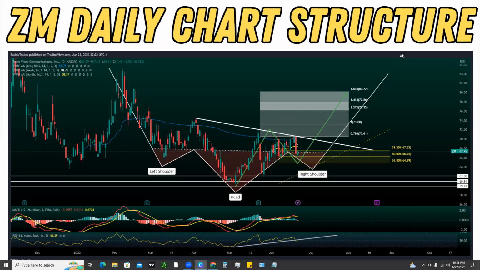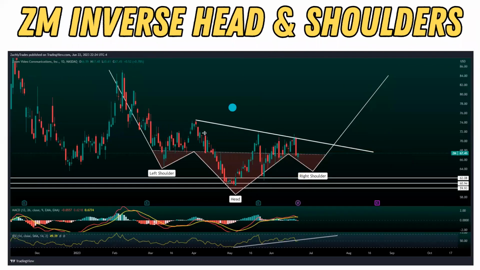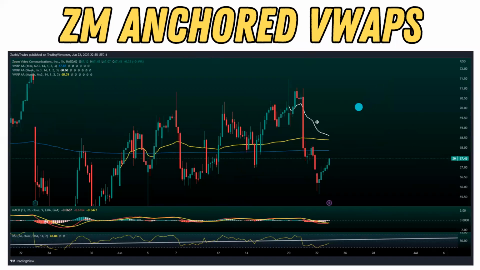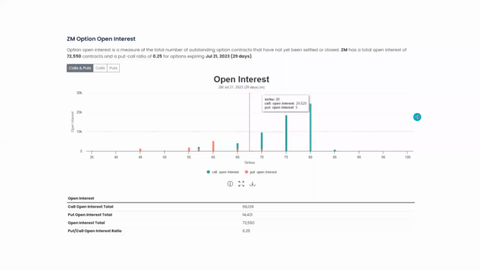We're going to dive into Zoom, ticker symbol ZM. We're going to take a look at the daily chart structure. If this looks a little cluttered and hard to read for you guys, don't worry. We're going to break it down nice and simply by going over the inverse head and shoulders. We'll also take a look at the key Fibonacci levels, all right? And we'll take a look at the anchored VWAPs to show really where momentum and direction is headed at the moment and where things could potentially head.